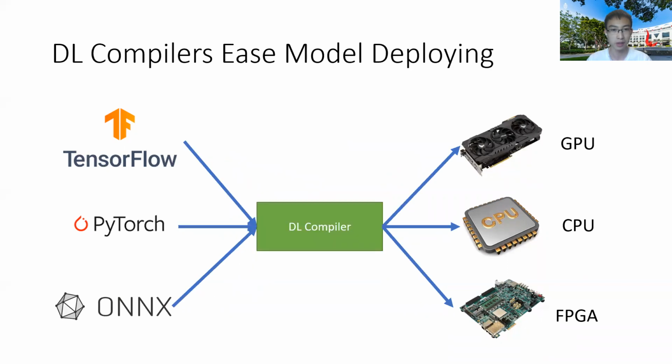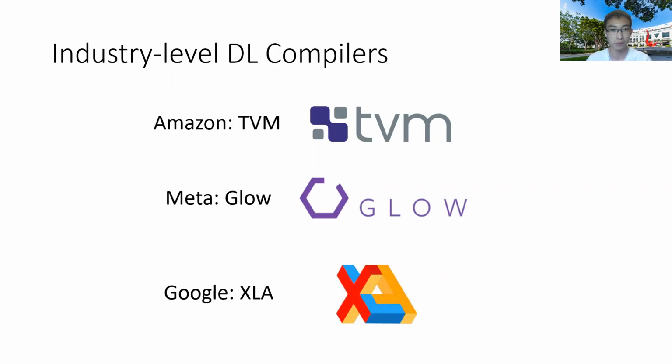Thankfully, we have deep learning compilers. For deep learning compilers, we only need to take the model specification in the front end, compile it, and the compiler will generate the corresponding executable code for the various hardware backends that we want to run our model on. There are several industry-level deep learning compilers. For example, TVM from Amazon, Glow from Meta, and also XLA from Google.